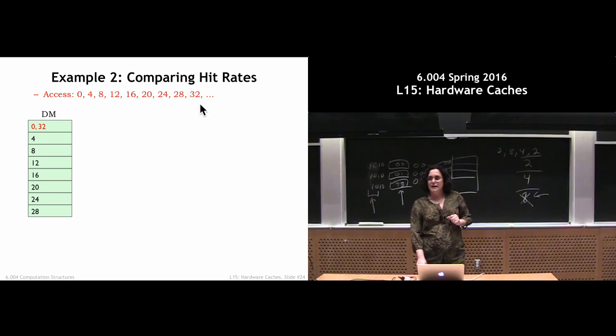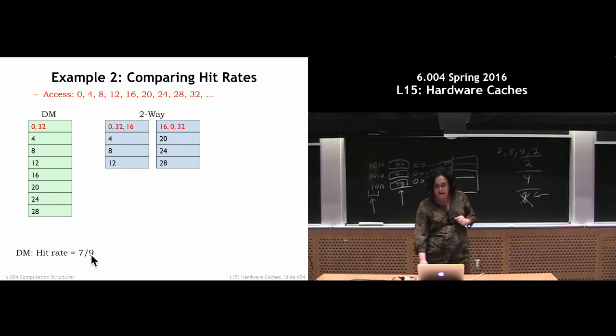In our direct mapped cache, what happens is we start off with a 0, it goes into index 0, then 4, 8, so on until 28. Then when we get back to 32, 32 is going to map to the same line as the 0. And so here we're going to get a miss for the 0 and the 32, but everything else is going to be a hit. Okay, so our hit ratio is 7 out of 9. Okay, what about our two-way set associative cache?